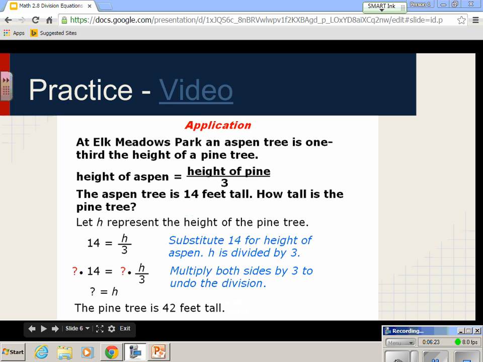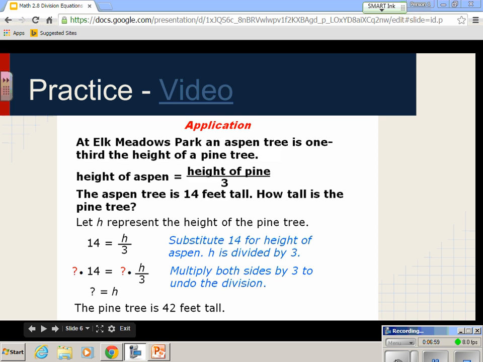All right, here's a real application where we're doing a word problem. If you want to, try pausing the video again and seeing if you can do this on your own. The problem states, at Elk Meadows Park, an aspen tree is 1/3 the height of a pine tree. So the height of the aspen tree equals the height of the pine tree divided by 3. If the aspen tree is 14 feet tall, find out how tall the pine tree is. Again, try pausing if you'd like to, and then move on. See if you can get the same answer I did.